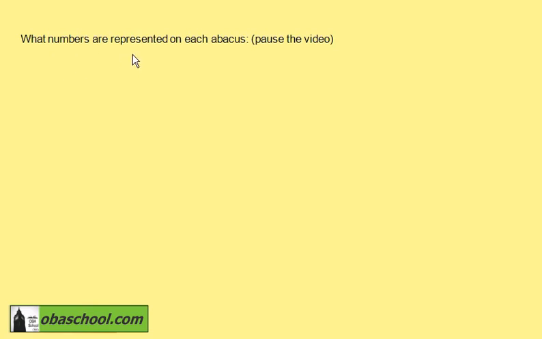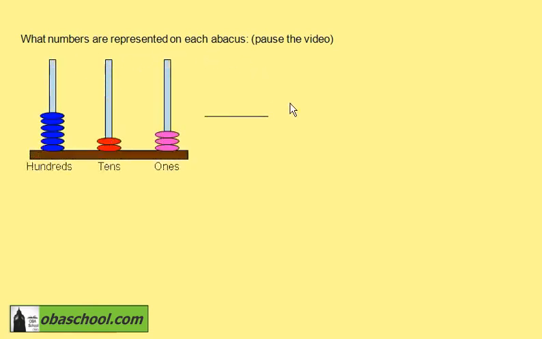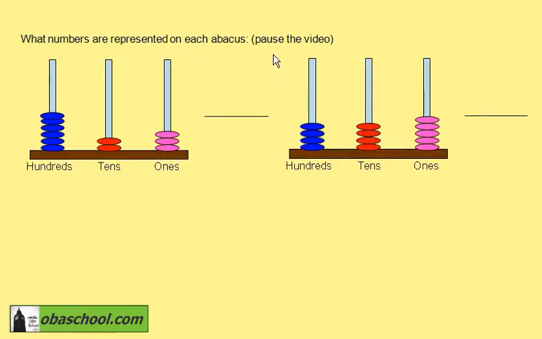What numbers are represented on each abacus below? Pause the video while you do this, and then when you restart, I'll give you the answer. This one here has 6 beads on the hundreds, 2 on the tens, and 3 on the ones, so it's 623. Here we've got 4 on the hundreds, 4 on the tens, and 5 on the ones, so that's 445.